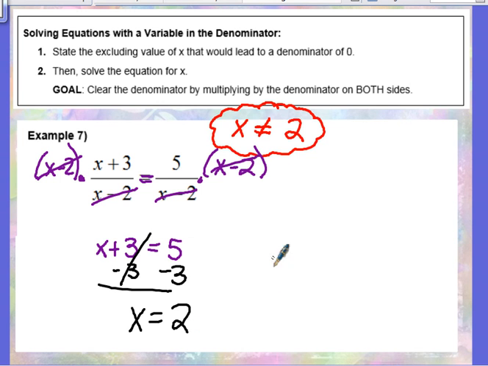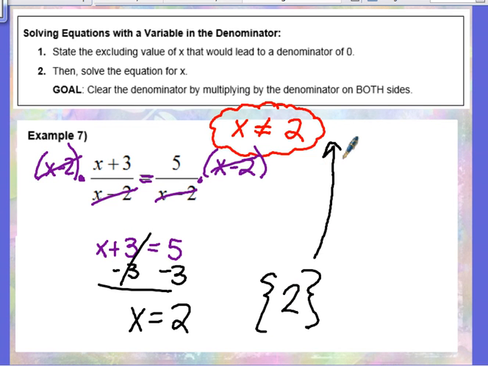You should get x equals 2, put it in a solution set, but always look back at your restriction. Now this looks interesting because I got 2 as my solution, but if I look back at my restriction, we've already stated earlier that x is not allowed to be 2. So I want you to think about if I got 2 as my solution, but x can't be 2, then what must the answer be?